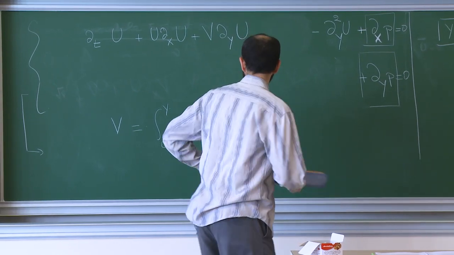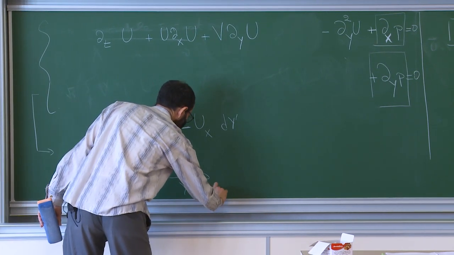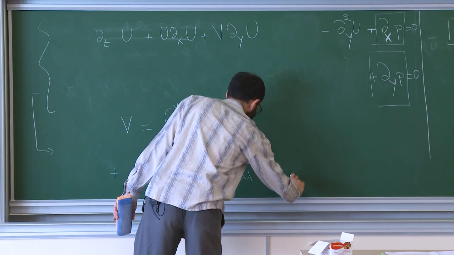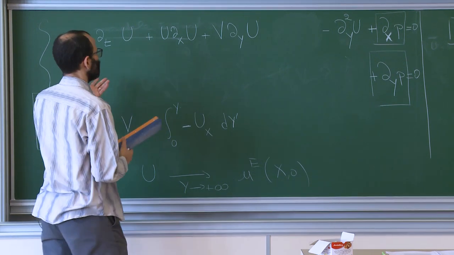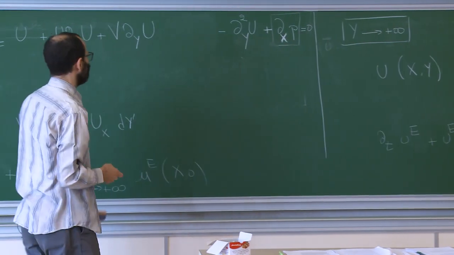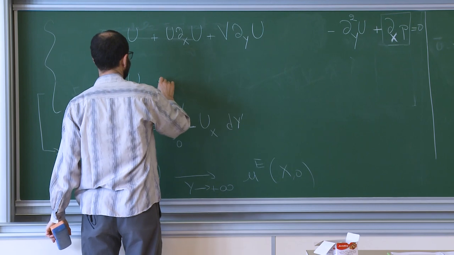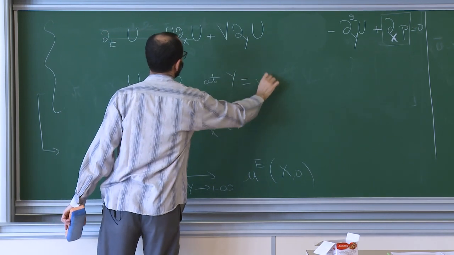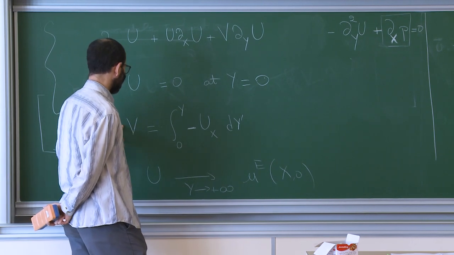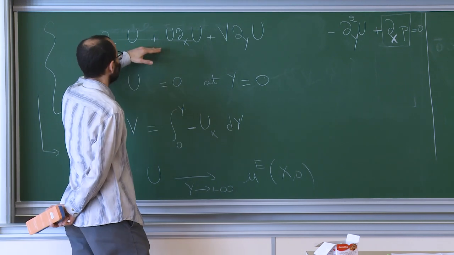Okay, so this is the derivation. We add that u goes to the Euler solution when y goes to infinity. Let me write it like this. I can forget this because for me the pressure is just a function of x. So I have this equation, with also u equal to zero at y equals zero. So I have u at zero, I have u at infinity, and I have v that I compute from the incompressibility. This is how I compute v, and I have this equation on u.